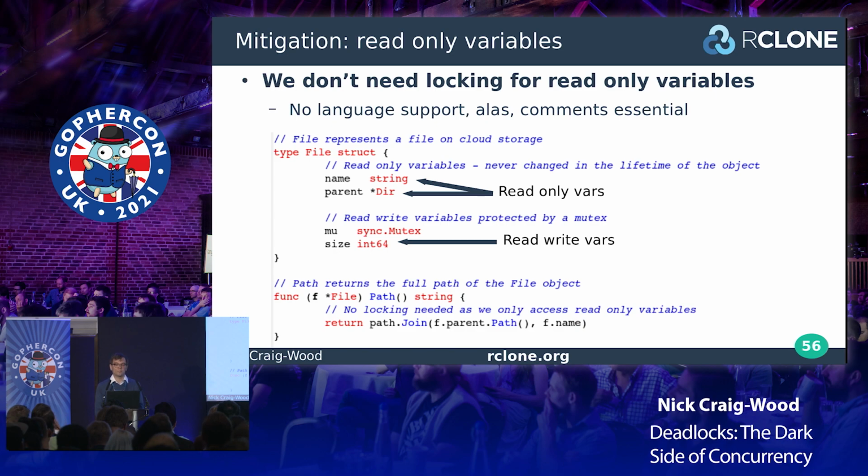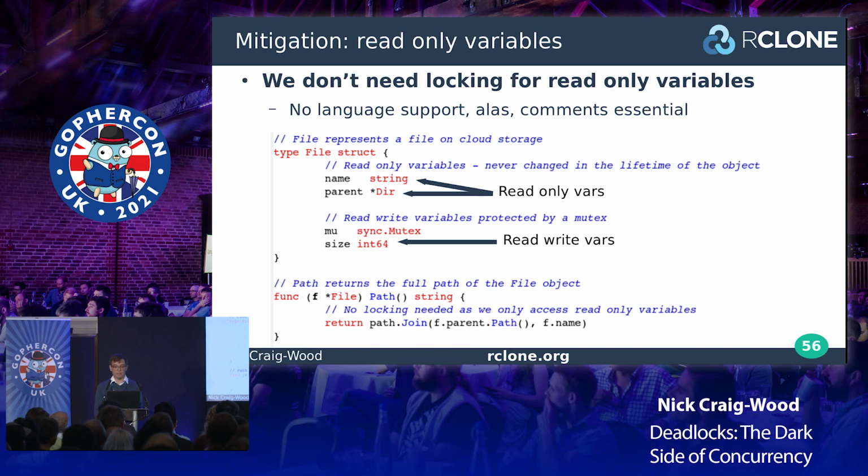Another easy mitigation is to notice which members of your object are read-only. These should be assigned to once in the initialization of the object and never written again. These don't need any kind of locking. Concurrent reads are always safe. So for example, here we say that the name of files and their parent directories never change. I've moved them above the mutex definition to give the idea that they aren't and don't need to be protected by the mutex.